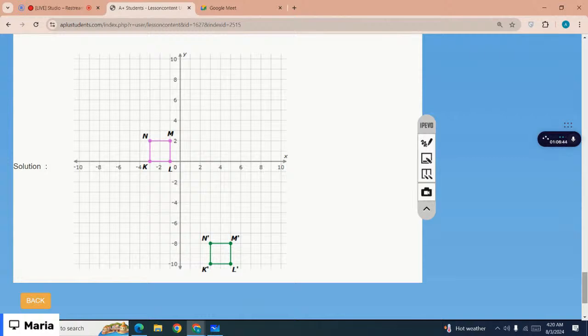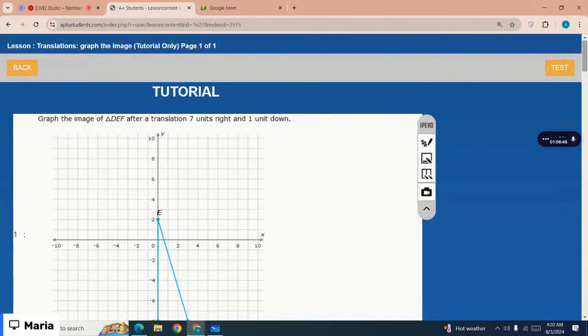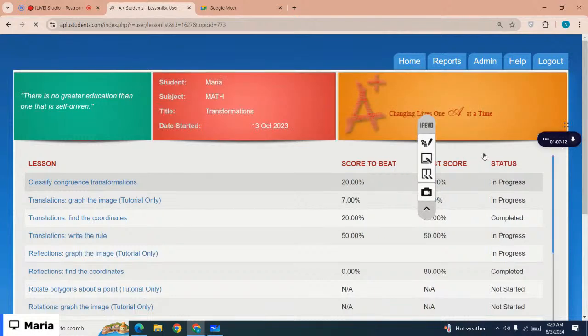Okay, we are done with the lesson. You don't have the practice questions for this lesson. You have to do them. So let me just move on to the next lesson. Okay, the next lesson is find the coordinates.